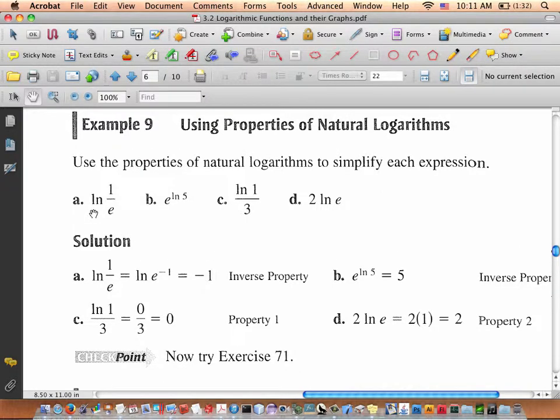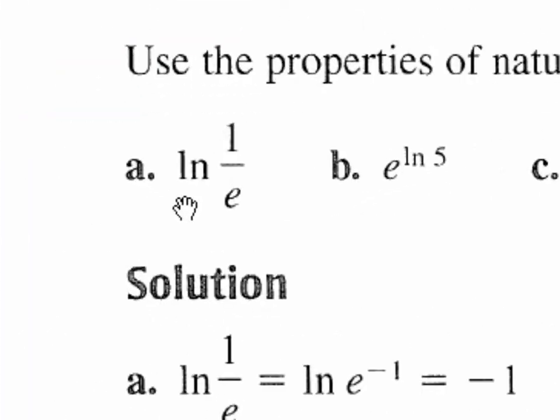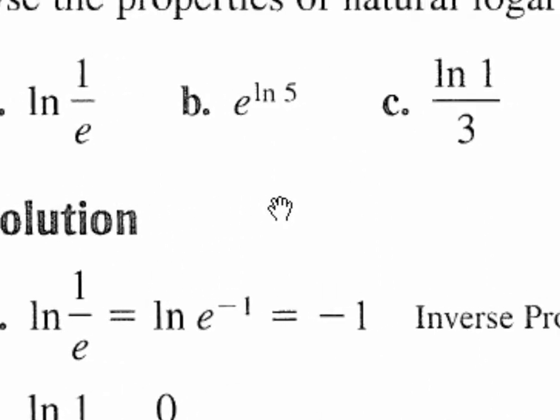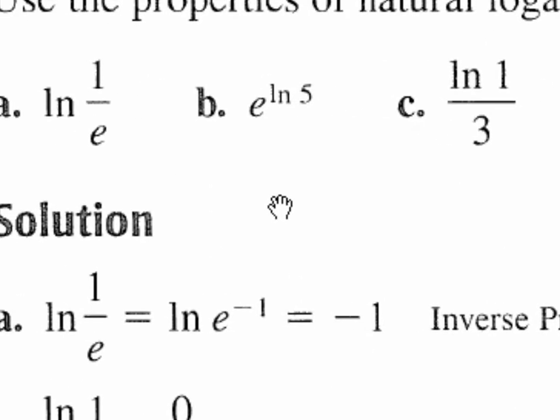All right. Look at part A right here. What is the natural logarithm of 1 over e? 1. Negative 1. Because 1 over e can be written as e to the negative 1, right? And if you have the natural logarithm of e to the negative 1, that is the same as negative 1. That's what we call the inverse property.